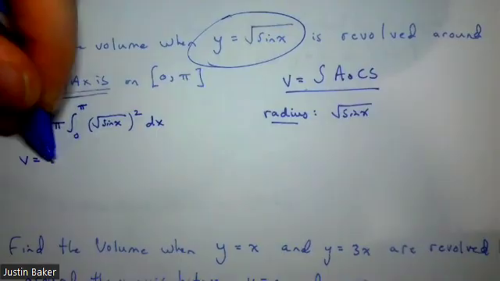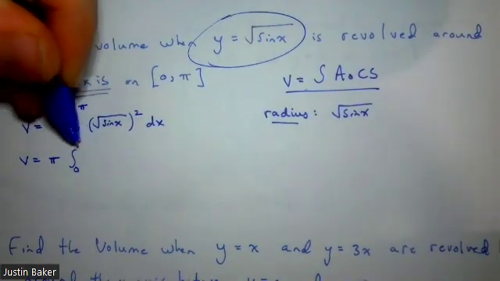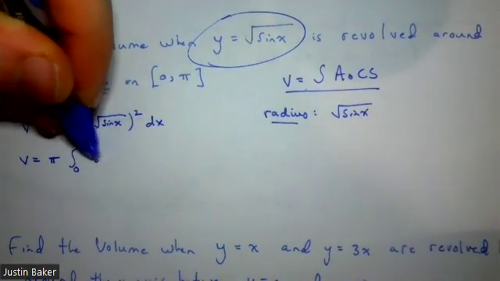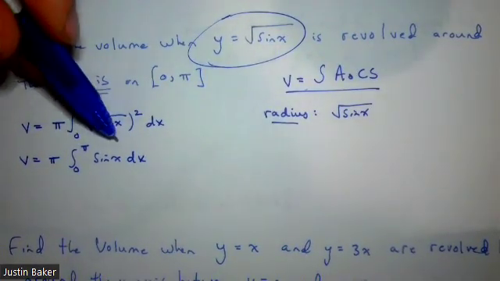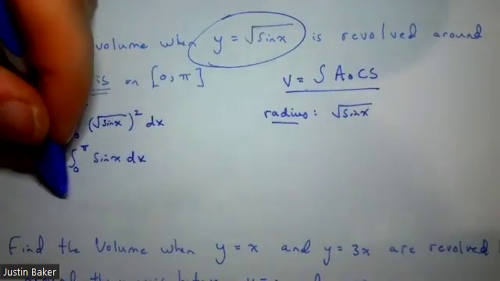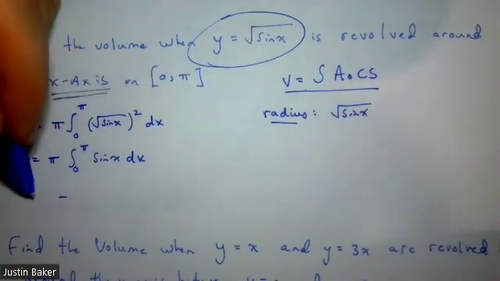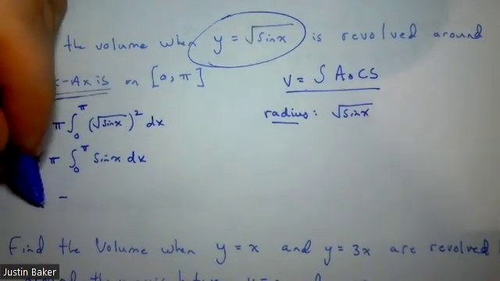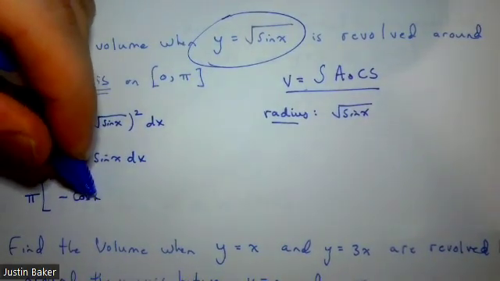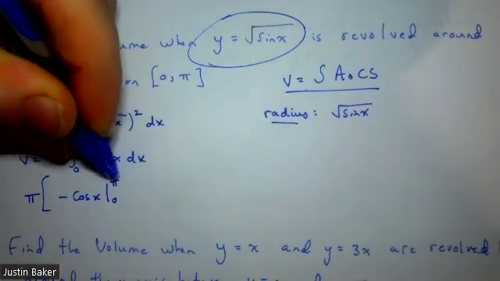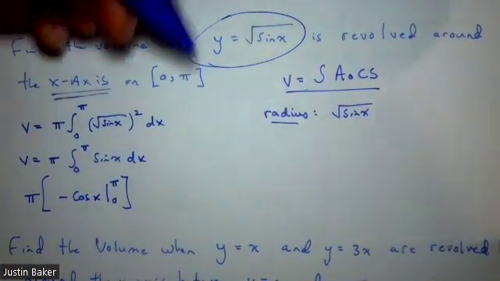So volume is equal to pi times the integral. When you square that, that just leaves you with sine. And now we're ready to integrate. The integral of sine is negative cosine. So this is pi, and then I'm just going to leave that on the outside. And this is negative cosine x from 0 to pi.